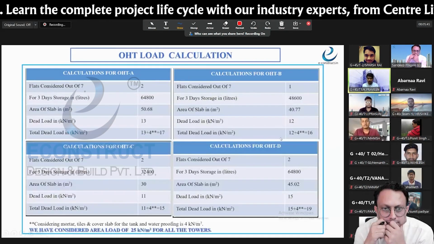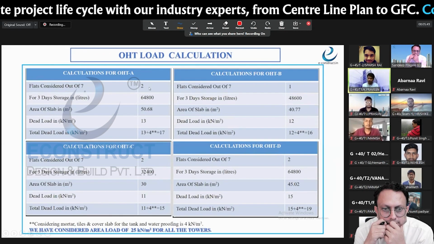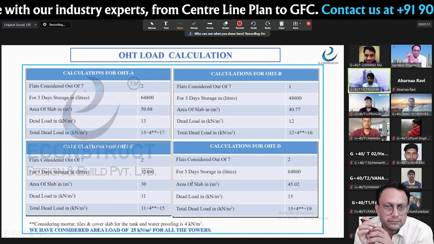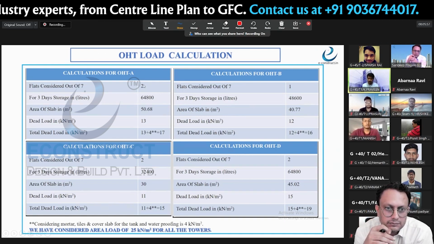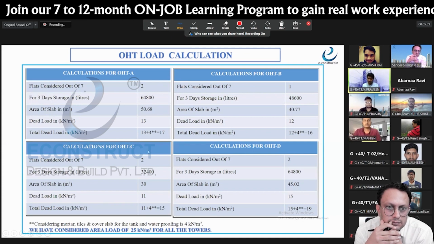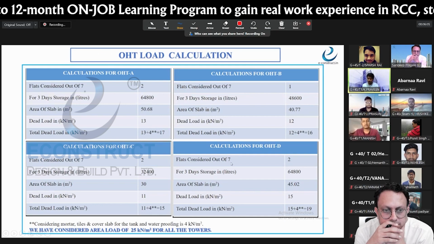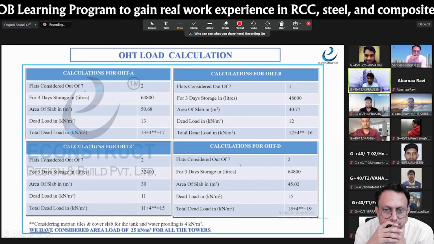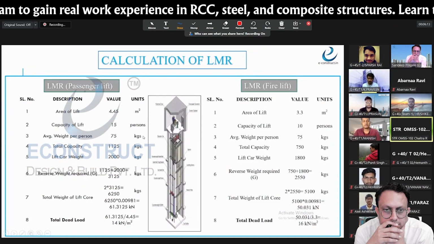And OHC we have considered for a single tower; we have considered 4 OHCs of A, B, C, D by considering different storage days and considering different number of flights. On an average, we have taken 25 kilonewton per meter square for all the towers on the slab loading of OHC. Then this is LMR calculation.